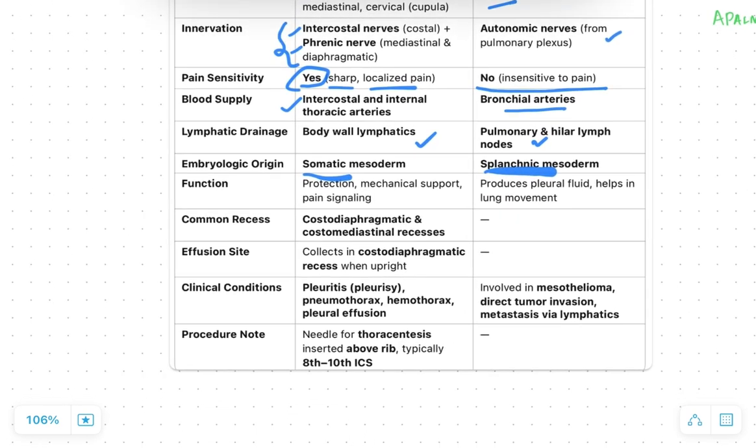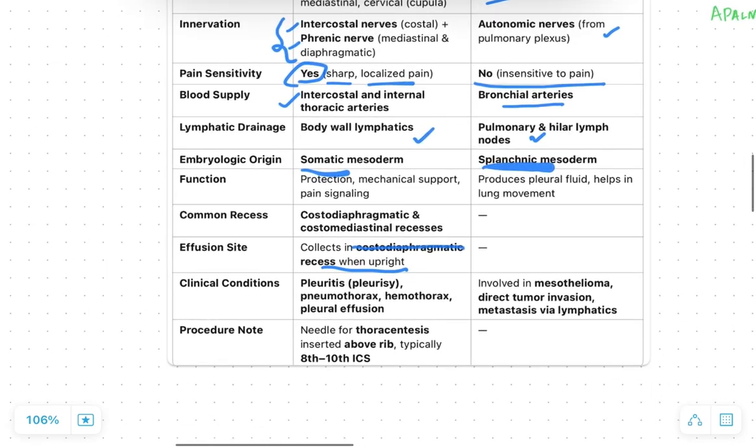Effusions mostly collect in the costodiaphragmatic recess when the patient is upright. Up to 15 ml of pleural fluid is normal. It helps in lubrication. If there is more, it will collect in this recess. Clinical conditions: the parietal pleura is associated with pleuritis, pneumothorax, hemothorax and pleural effusion. The visceral pleura is associated with mesothelioma, direct tumor invasion and metastasis.